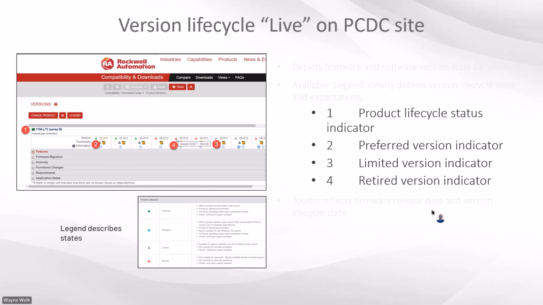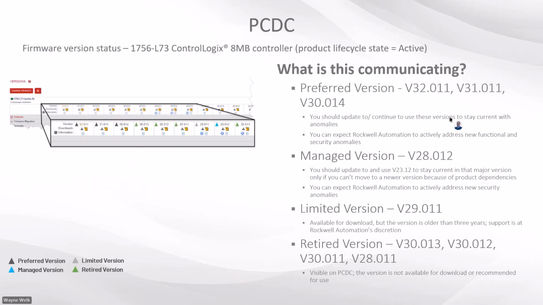Then when you get to the other legends, you'll find that Rockwell will hold back on releasing those. Next slide. So what we're looking at here, this is typically the site, what view we get from PCDC when I want to review software, and in this case, we're looking at versions of Studio 5000. With an L73 controller, we're looking at versions 32 through 28.